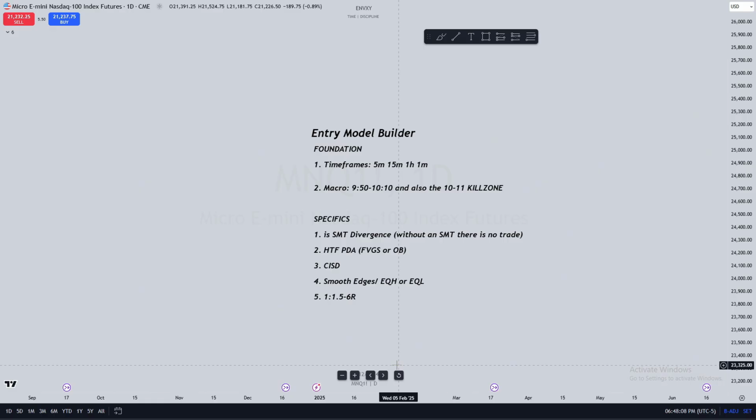And the fifth requirement is a 1 to 1.5 to 6 R. I always look for these type of trades, and this is the minimum R that I would take on a trade. So this is the SysD model that I use to trade. This is what goes behind my thought process when engaging the markets. I hope you guys can learn and use this model and also create your own models in the future. So let's get straight into some examples of my model.